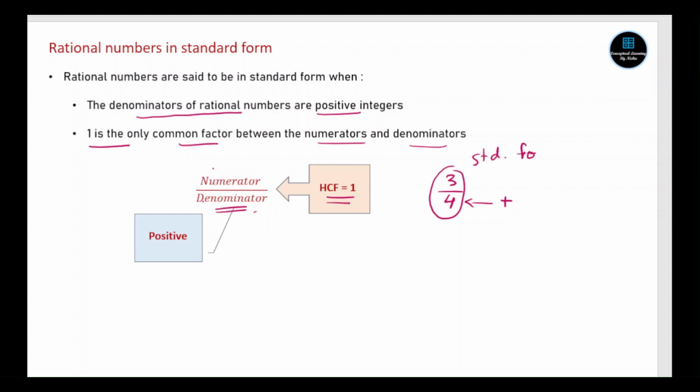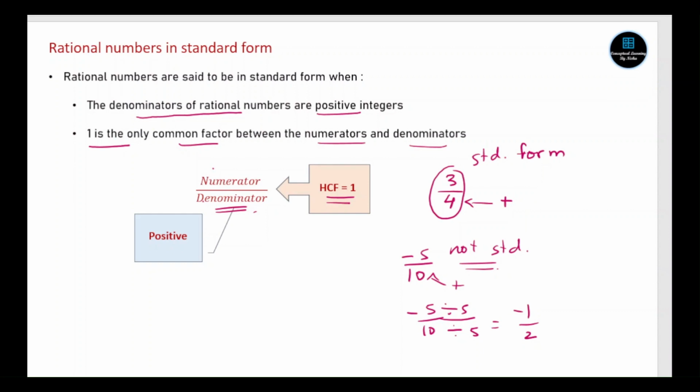Now let's understand one more. If I say minus 5 upon 10, is the denominator positive? Yes, this is positive. But is 1 the only common factor? No. I can divide both of them by 5. So this is not the standard form. I can write this in standard form by simplifying, dividing by 5. So what do we get? Minus 1 upon 2. This is the standard form, but the other is not.